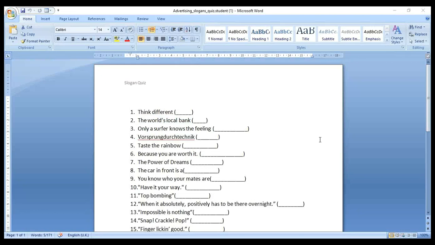HSBC. They have branches in Pakistan as well, and of course everywhere. So these are the companies. Taste the Rainbow. Yes. So these are the various slogans they create. I'll share with you the answers for this.